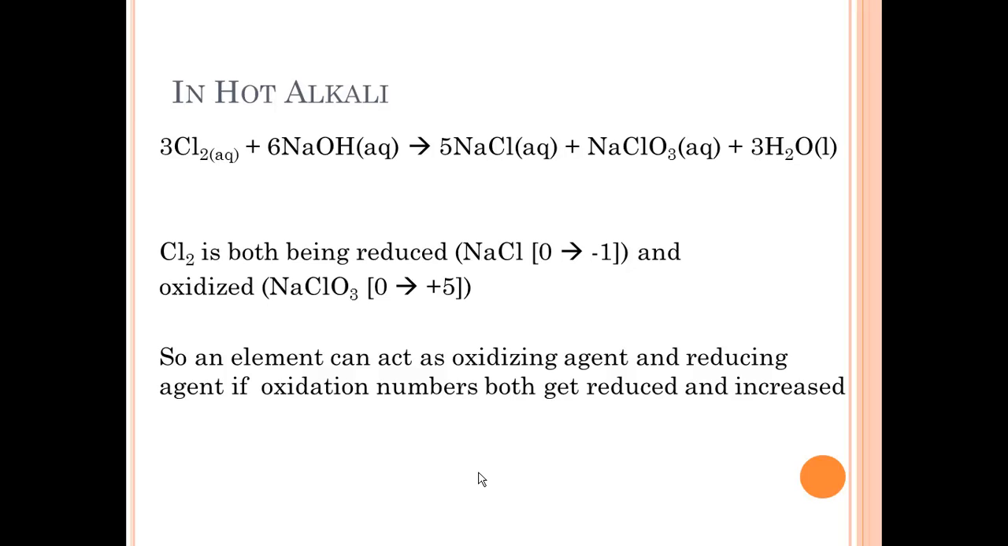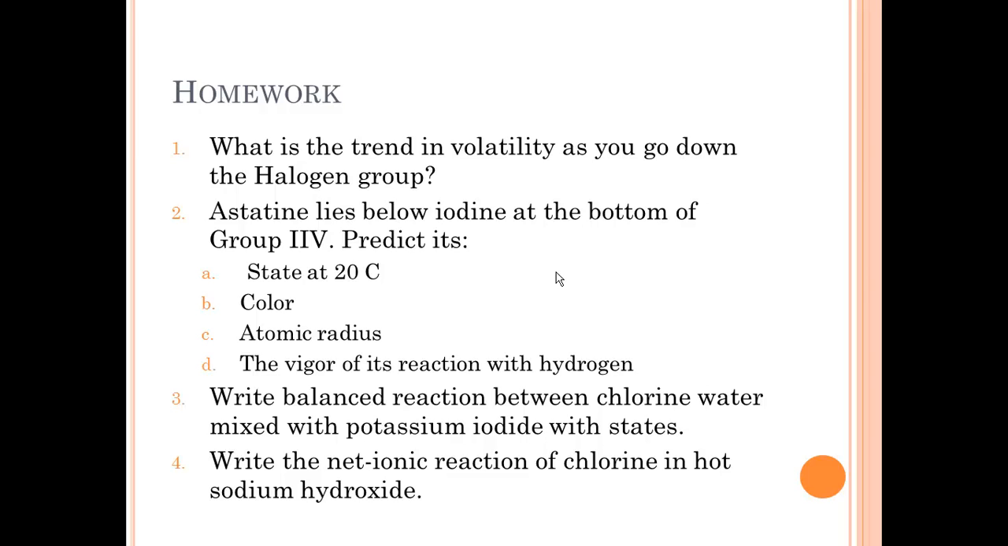In a hot sodium hydroxide solution, it does react further, meaning that the chlorate goes from 1 to 5. So the chlorine is still being reduced to NaCl, 0 to -1, but chlorine is also being oxidized further, 0 to +5. So this is sodium chlorate(V), or sodium chlorate 5, as your product instead of sodium chlorate(I). So the hotter it is, the further the reaction goes, which makes sense. An element can act as both an oxidizing agent and a reducing agent if its oxidation numbers both decrease and increase.